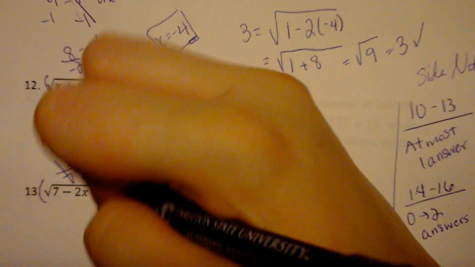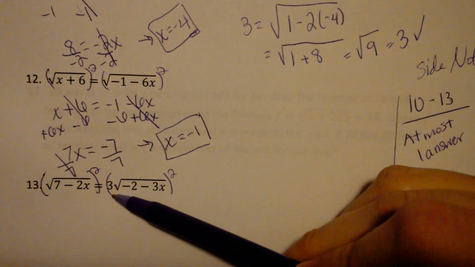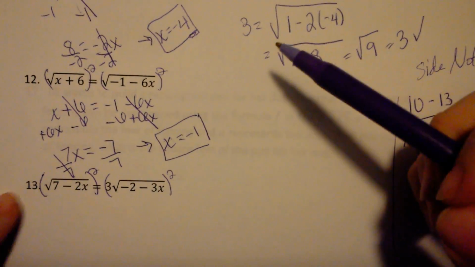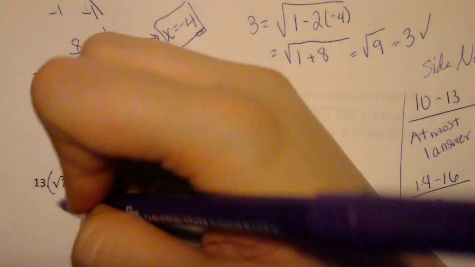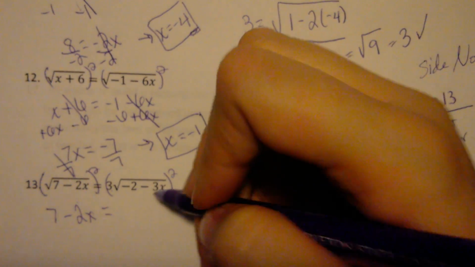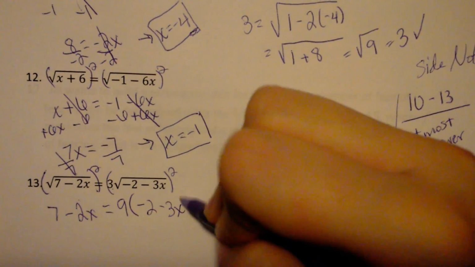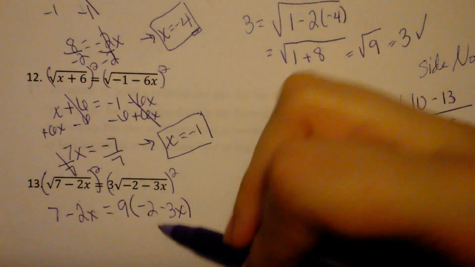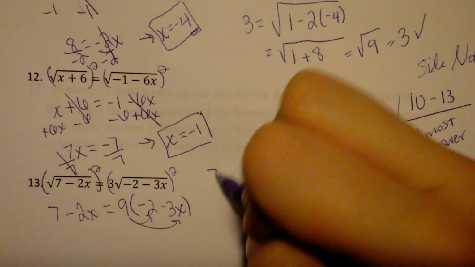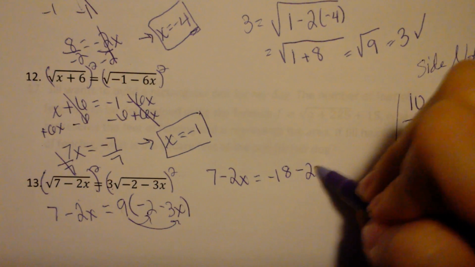When I square both sides, I've got to be really, really careful about that 3. That 3 is getting squared as well. So when I square the left side, that's no biggie. I get 7 minus 2x. On the right side, I get 9 times negative 2 minus 3x. So I'm going to distribute the 9 through, and that gives me 7 minus 2x equals negative 18 minus 27x.